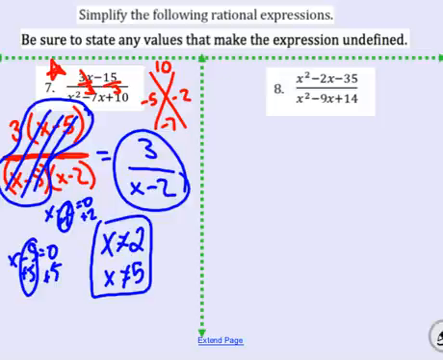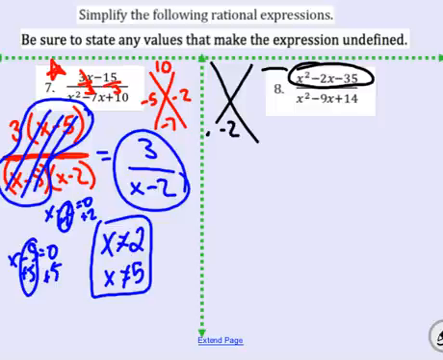Moving on to the next one. All right, so now I have x method on top and bottom. So I'm going to say, all right, let's go over here. Negative 2 is in the bottom middle. Negative 35 on top. Negative 5, I'm wrong. One of them has to be positive. It's going to be the 5, and it's going to be negative 7, because 5 minus 7 is negative 2. So I'm going to rewrite that as x plus 5, x minus 7.